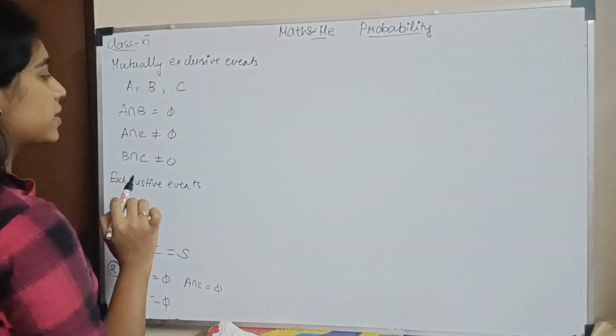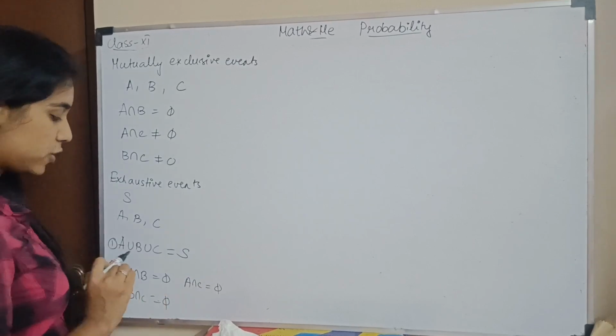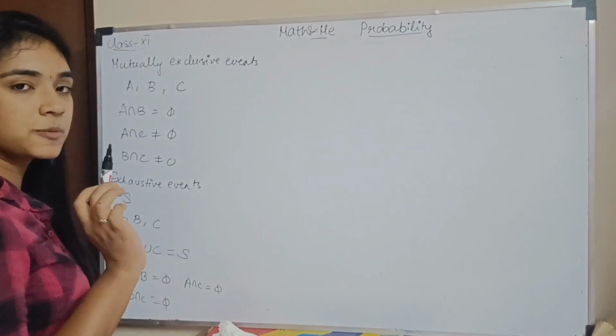Okay, mutually exclusive na enna? Endha intersection um illa. Exhaustive events na, when you club all the events you should get the sample space in total. Okay.